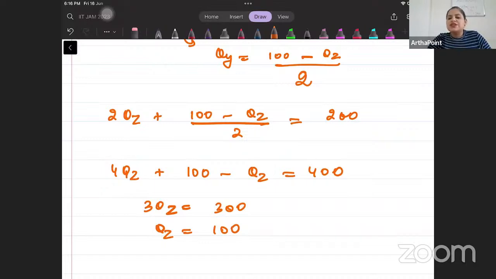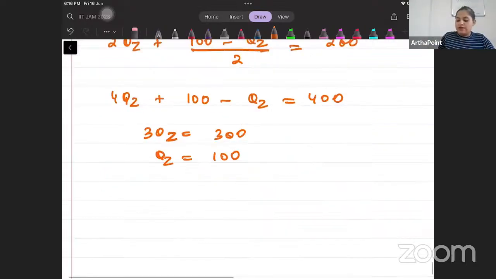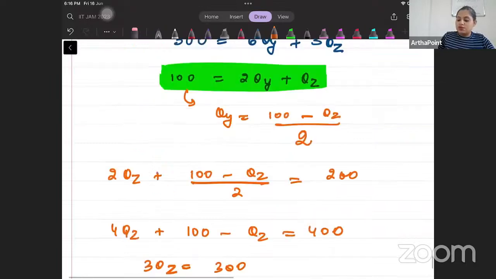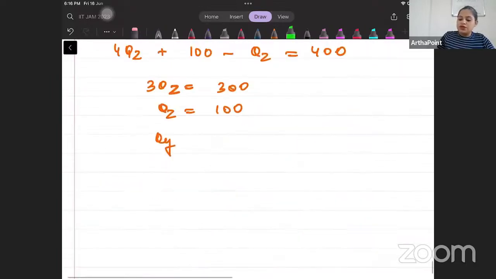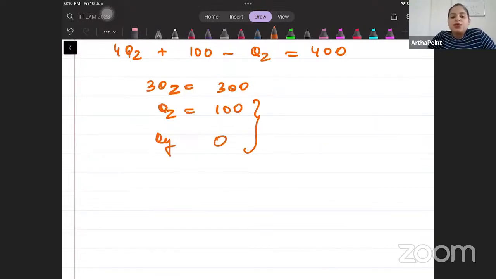Okay, so very simple. In Cournot, you just find the best responses, solve the two best responses simultaneously and get the answer. So QY, when I put QZ in this equation, will be 0. This will be your equilibrium in this case. So this is what I wanted to do today. We have literally revised one question of each part.